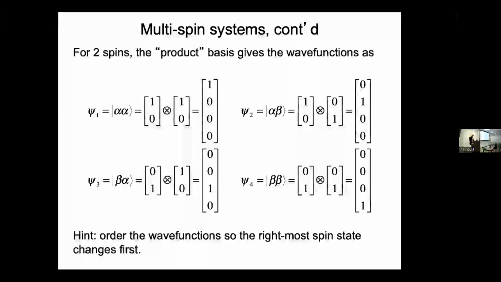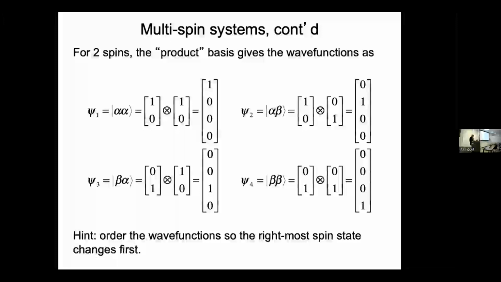And here are just examples for the alpha alpha state. The I spin is the column vector 1, 0. The S spin is the column vector 1, 0. When we take the direct product, we then get 1, 0, 0, 0, representing the alpha alpha state.